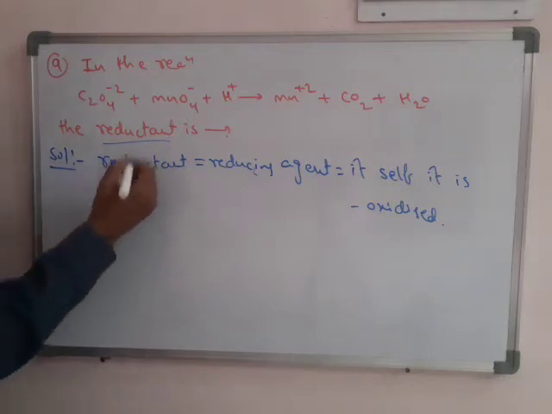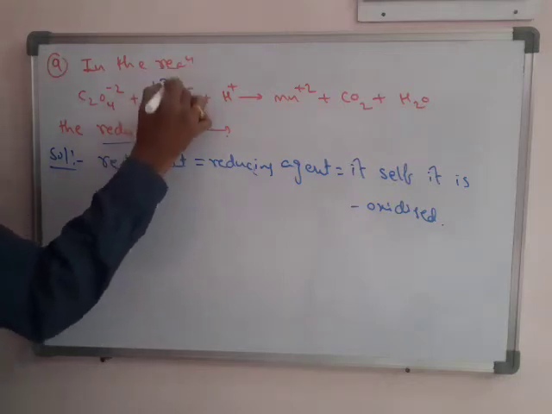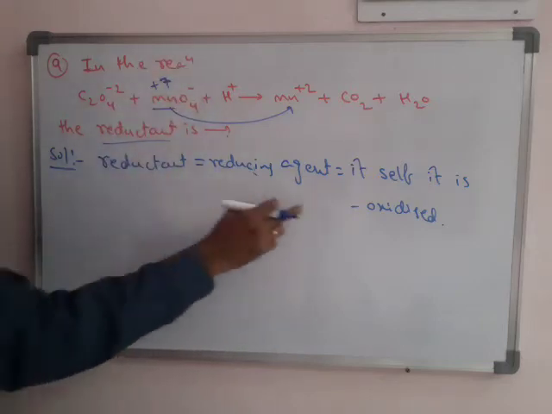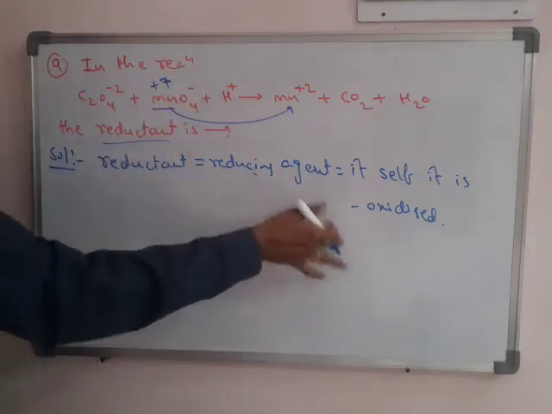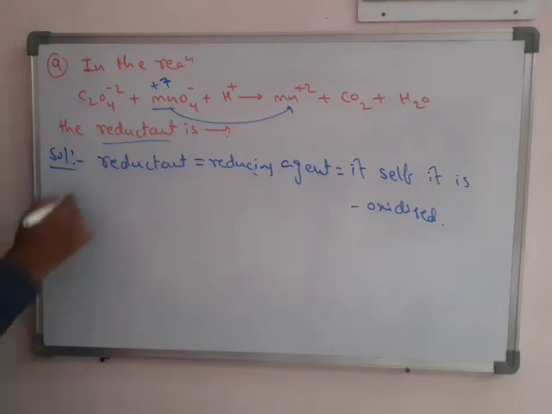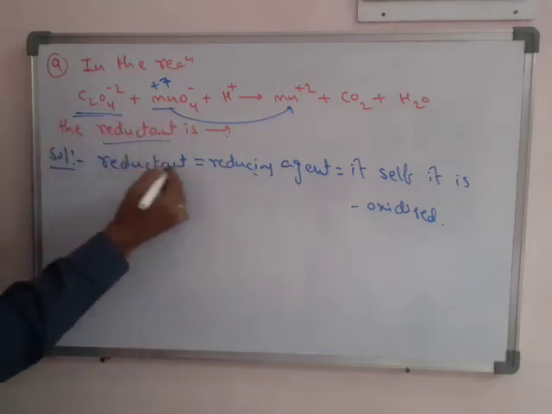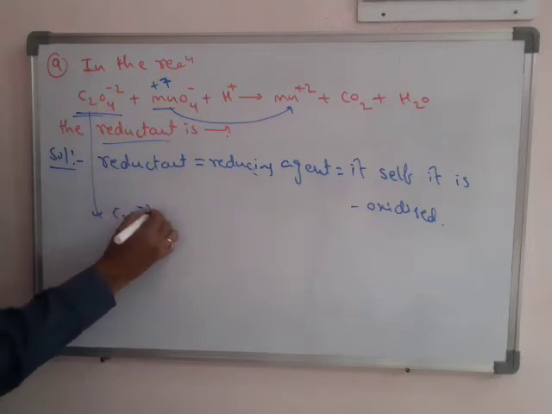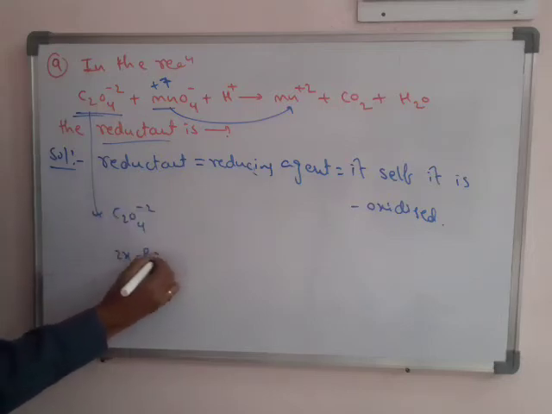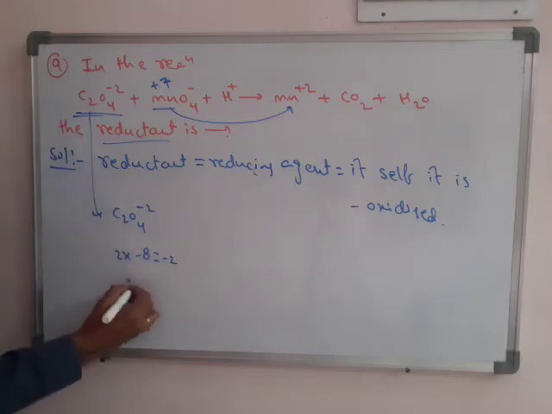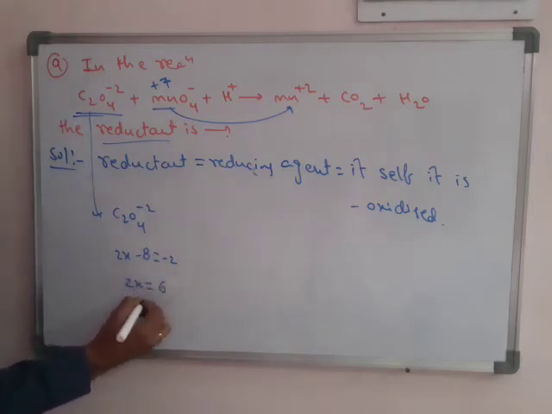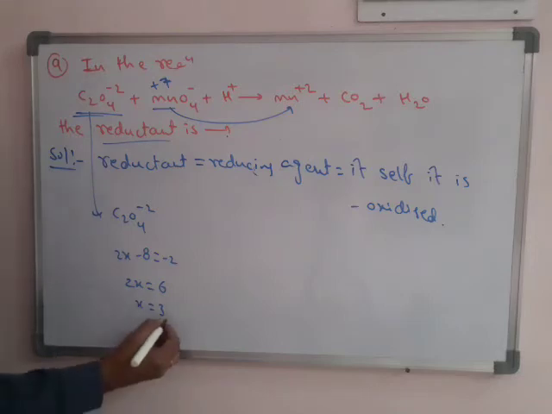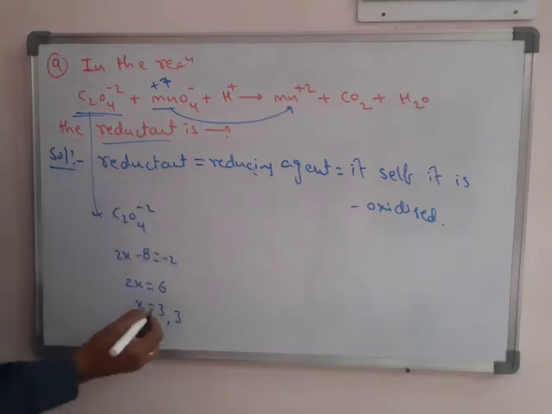So compared, here manganese oxidation number +7, here it becomes +2, means it is reduced. But we want to know which is oxidized. Which is oxidized, then only we can say it is the reducing agent. So obviously C2O4. Okay, in the C2O4, what is the oxidation number of carbon? So 2x minus 8 equals -2. So oxidation number of each carbon is 3. So 2 carbons having 3, 3 oxidation numbers.